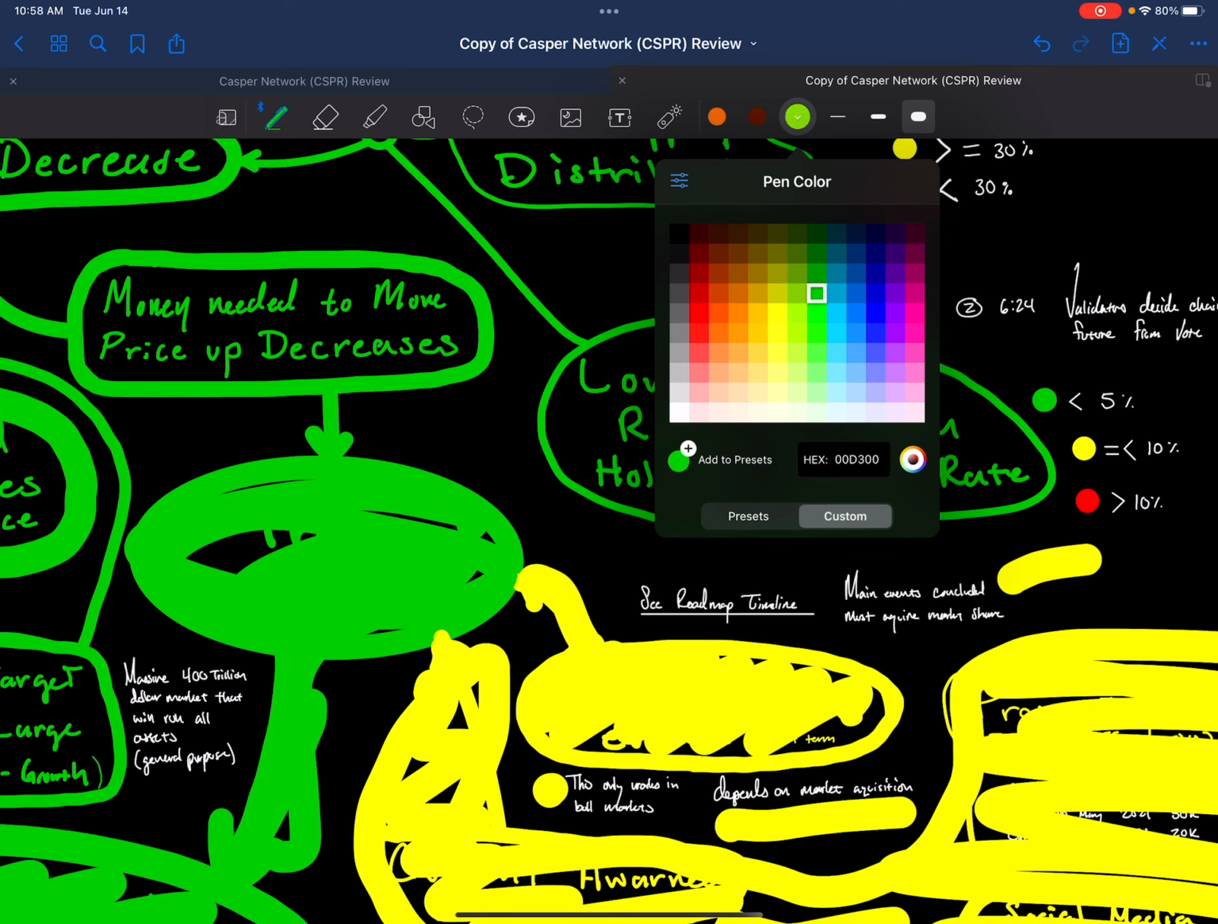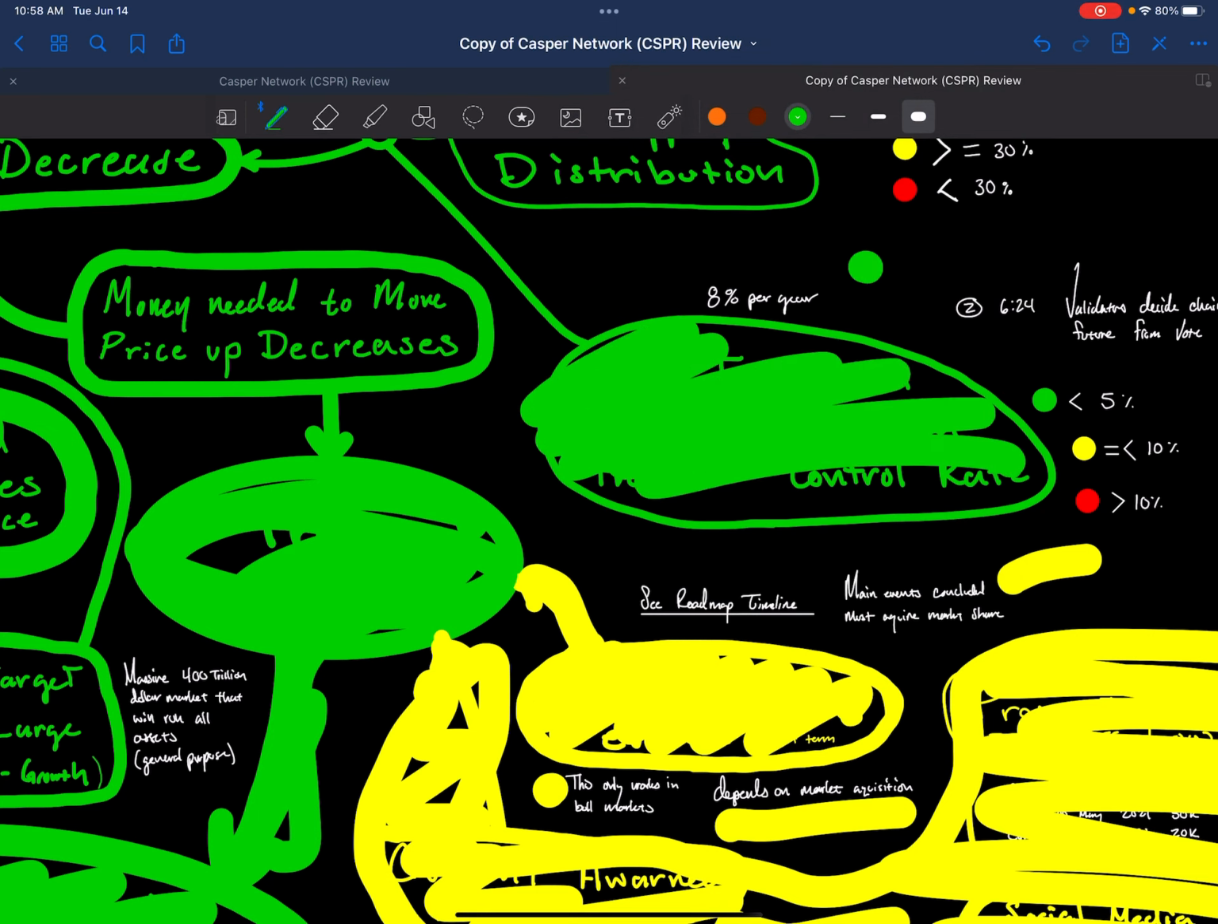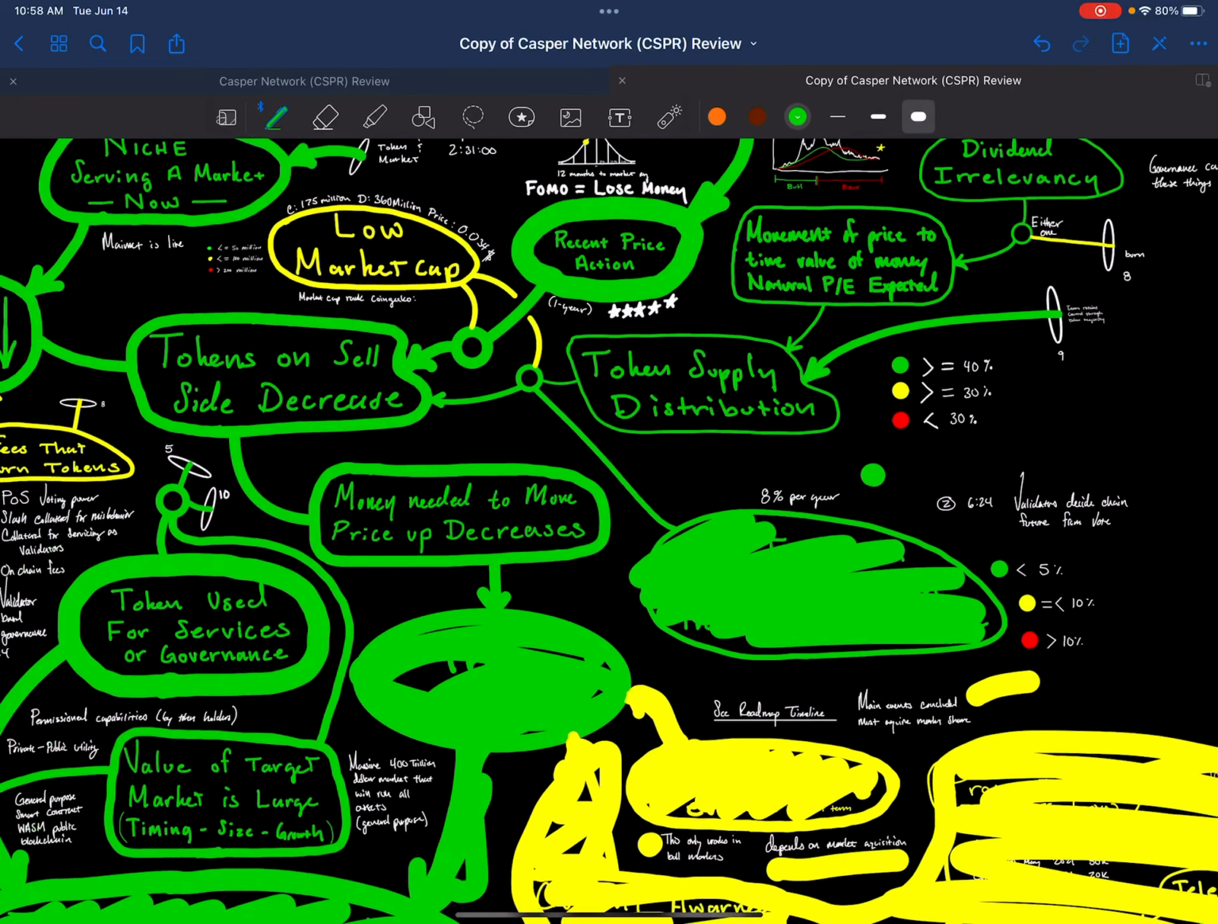Low inflation. It has an inflation rate of 8% per year, but the token holders are in control. The validators are in control of that because it is a proof of stake system. So that shouldn't be an issue because they're going to vote for the issuance rate that they think will optimize the network.